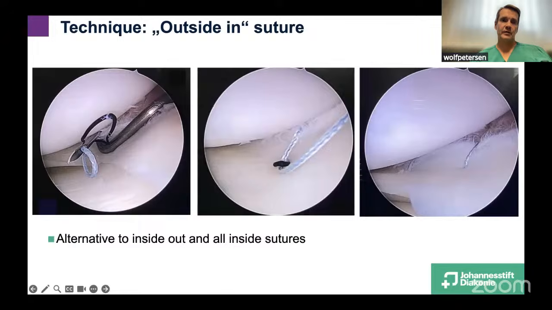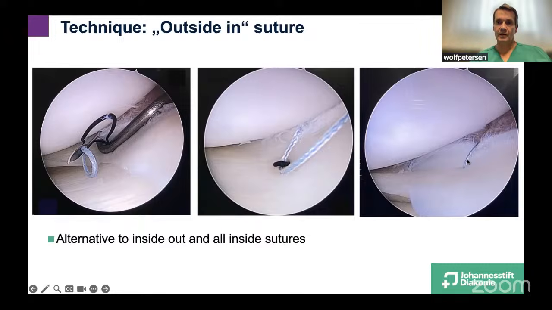Here you can see some arthroscopic images. Here you see the loop. Here you can see the needle with the braided suture. I always use braided suture material for the meniscus repair, but you can also use, for example, PDS, which is a long-resorbing suture material and is non-braided. It also works, but my personal preference is this braided 2.0 suture material.